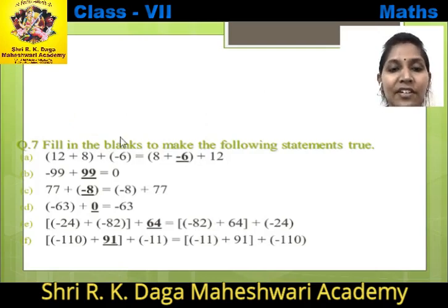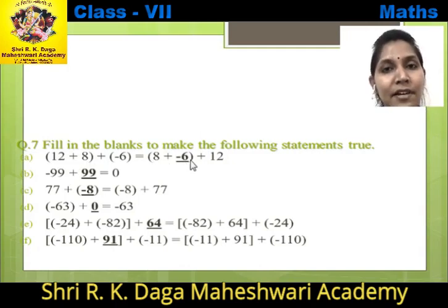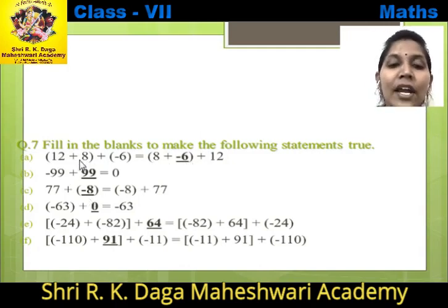Now question number 7 is fill in the blanks to make the following statements true. In the first statement, we have 12 plus 8 plus minus 6. You can see this is in the associative form, A plus B plus C, which should be equal to A plus B plus C. So 8 and 12 are here. You just need to write minus 6 in the blank.